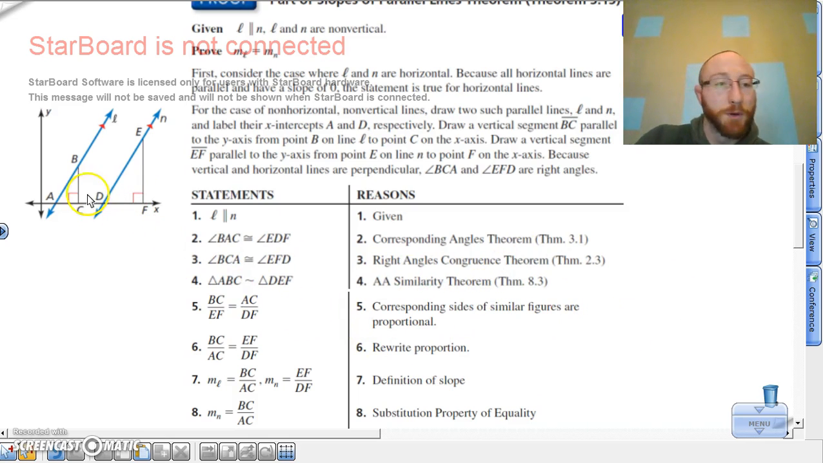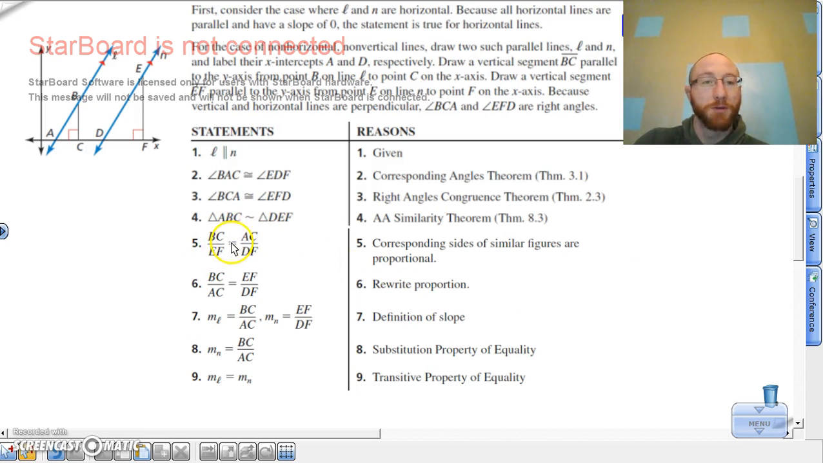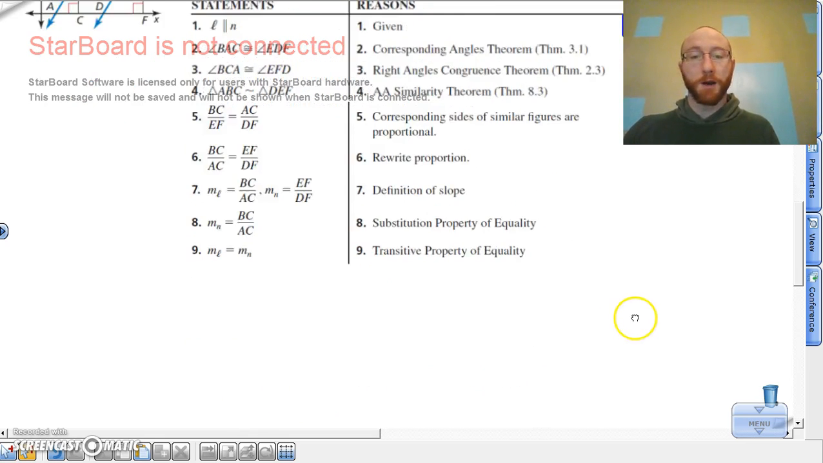From there, we're going to write a proportion. BC over EF equals AC over DF. And we learned our proportion rules where we can switch these two parts. So we can say BC over AC equals EF over DF. Now actually, BC over AC, that's rise over run. So that's the slope of line L. EF over DF, that's also rise over run. So that's the slope of line N. Now we can set these two equal to each other and do a substitution and a transitive and show that the slopes are the same. Okay, that's what we want to prove. Awesome. All right, one more.